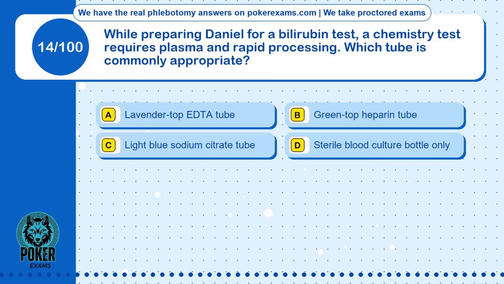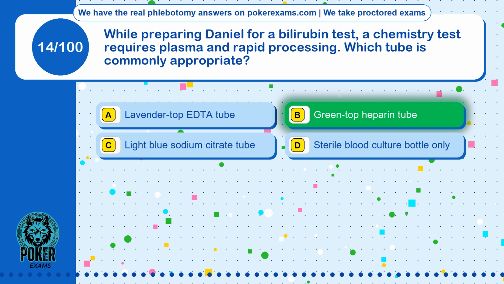Question 14. While preparing Daniel for a bilirubin test, a chemistry test requires plasma and rapid processing. Which tube is commonly appropriate? Option A, lavender top EDTA tube. Option B, green top heparin tube. Option C, light blue sodium citrate tube. Option D, sterile blood culture bottle only. The correct answer is option B.